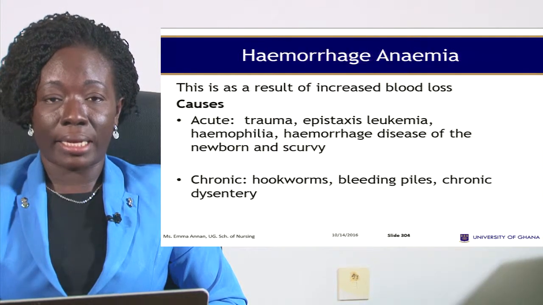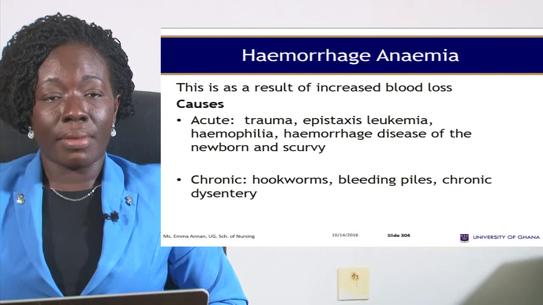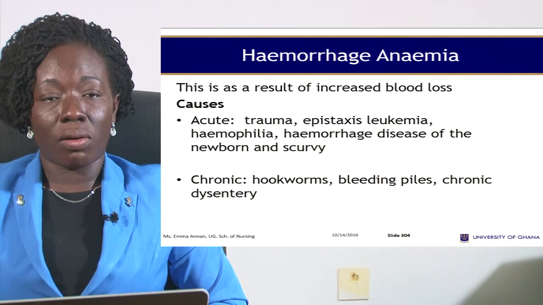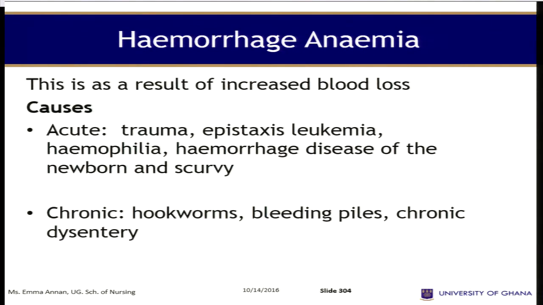Let's look at hemorrhagic anemia. Hemorrhagic anemia is as a result of increased blood loss. And the causes are acute. Acute, we have trauma, bleeding from the nose, especially in patients with leukemia, hemophilia, hemorrhagic diseases of the newborn. And then we have chronic. Chronic, we have hookworm, bleeding piles, and chronic dysentery because they lose a lot of blood.